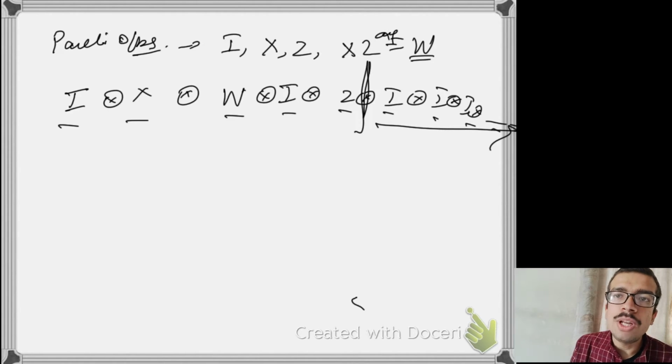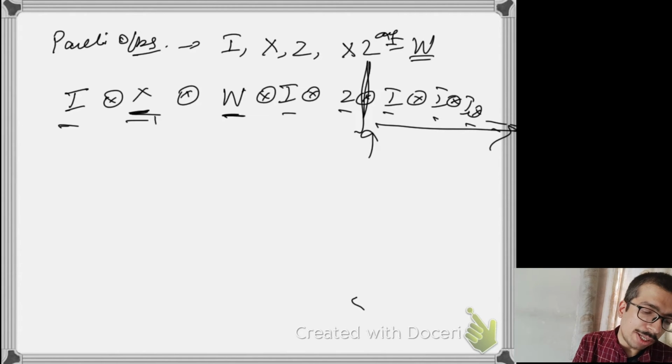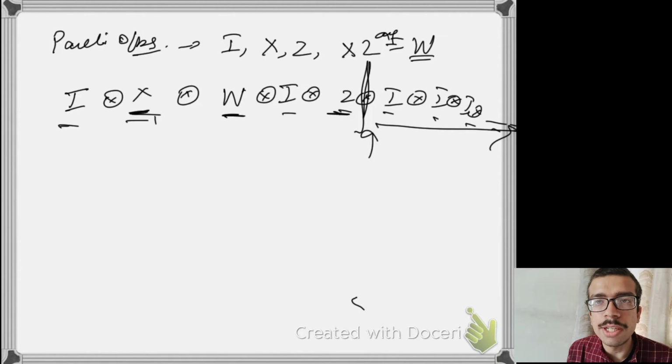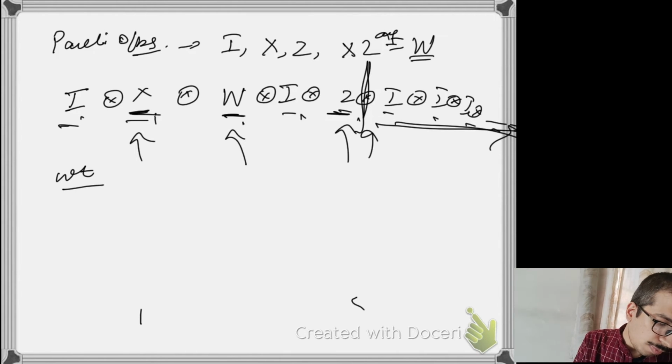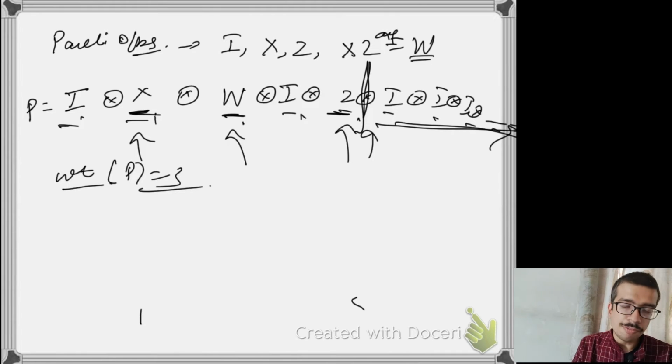The weight of a Pauli string is defined as the number of non-identity elements. When I say I have a finite weight, it means that up to some length I have these non-identity operators. In our case we only have 3 non-identity operators. After that they are all identity. So I have I tensor X, tensor W, tensor I, tensor Z, and then all I's, right? The ones which contribute to weight are these X, W, and Z. Let me call this P. So the weight of P is now 3, right? Because after the final Z, all these are identities.